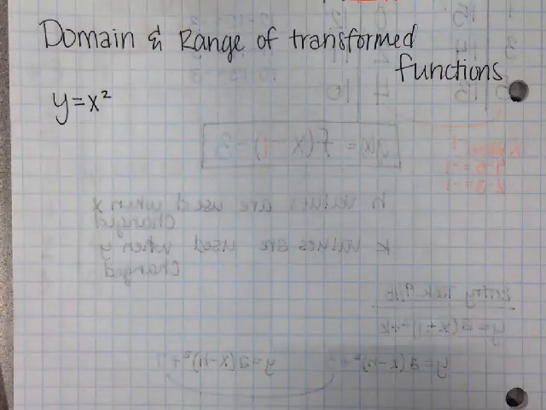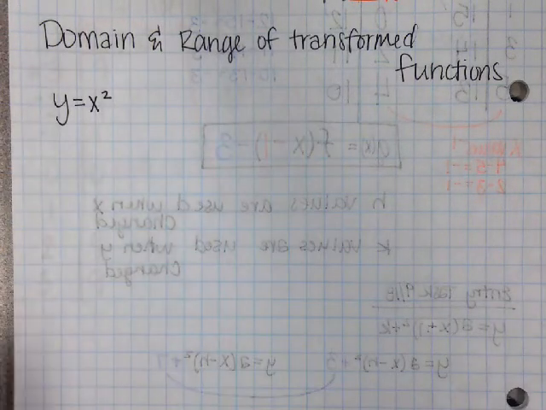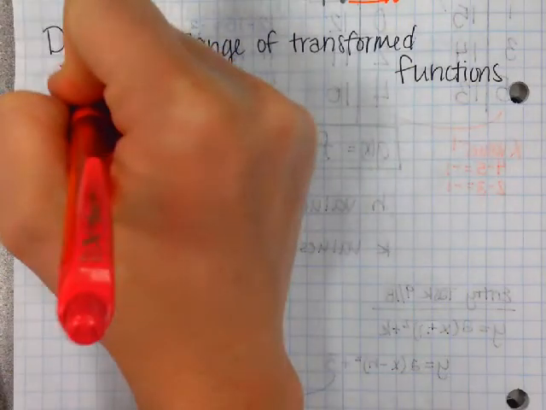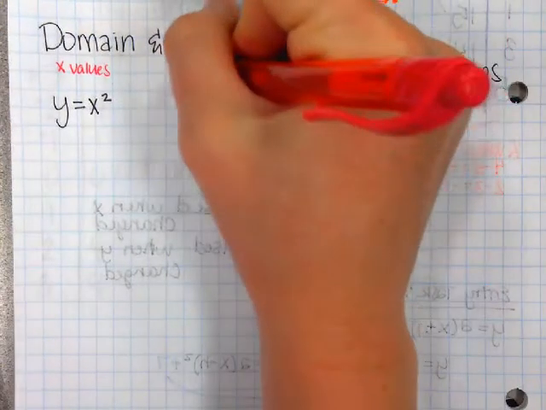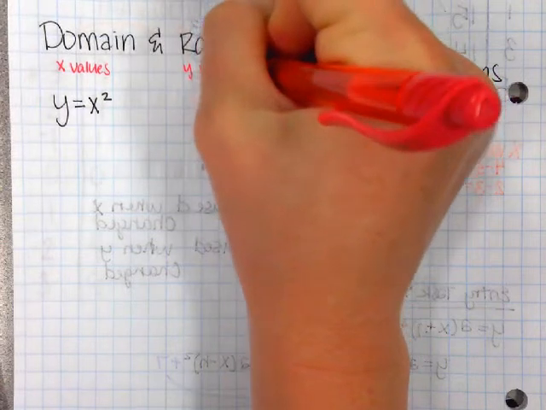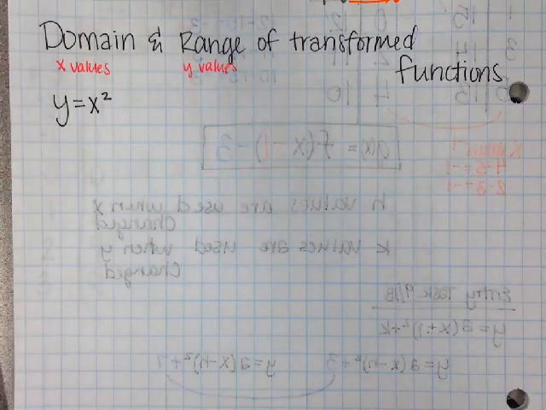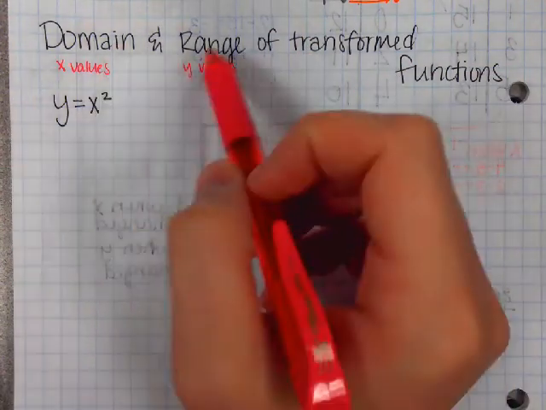Domain and range of transform functions. So remember, domain is the possible x values, and range is the possible y values. You have to remember that. There is no other way to remember that other than domain and range. Domain goes with x, range goes with y.